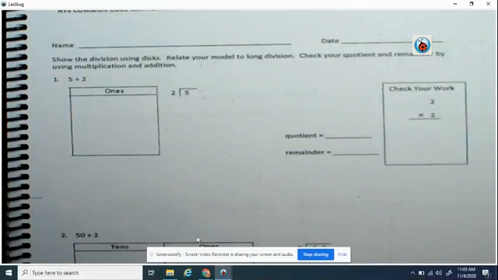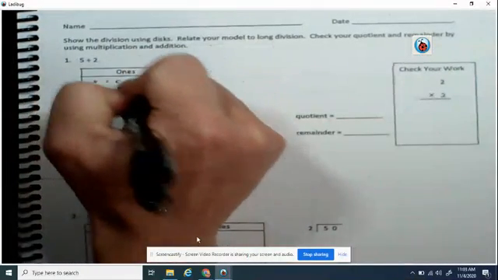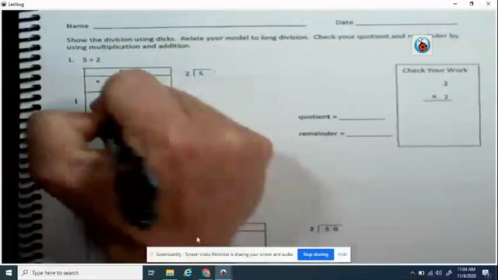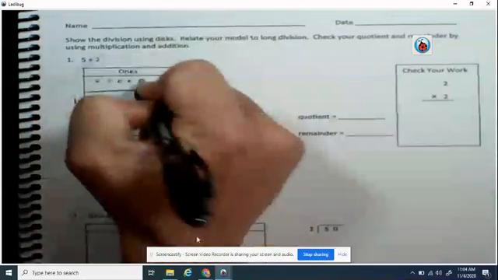Okay, we're going to start with ones. So we have 5 ones, and we're going to divide that 5 ones into 2 groups. 1, 2, 3, 4, and I can't do 5. 1 left over.